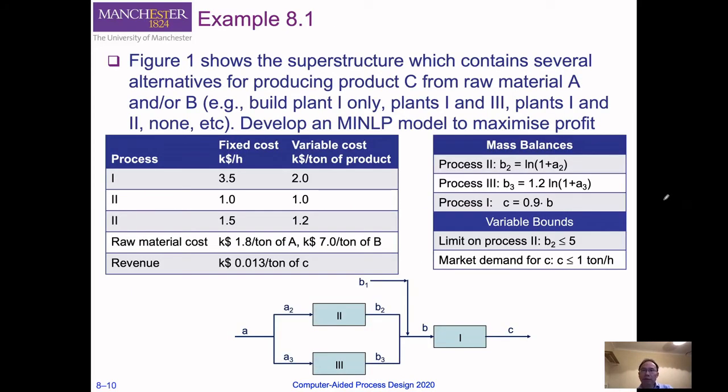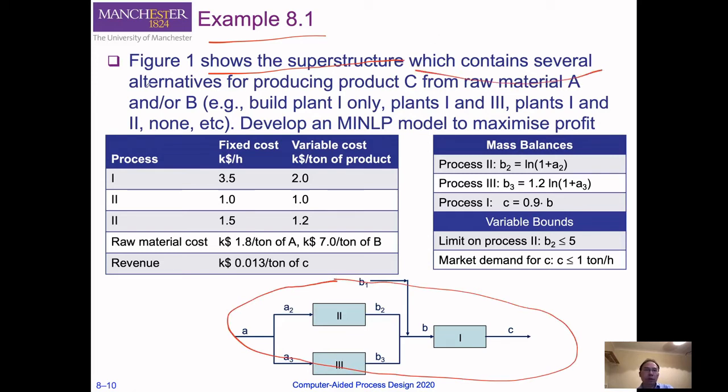Let's look at another example, example 8.1. In this example, we are given the superstructure which contains several options to produce product C using raw material A and B. From this superstructure, we can see product C can be produced from plant 1 using raw material B. C can also be produced from plant 1 and plant 2 using raw material A and B. C can also be produced from plant 3 and plant 1 using raw material A and B. Some data are given.